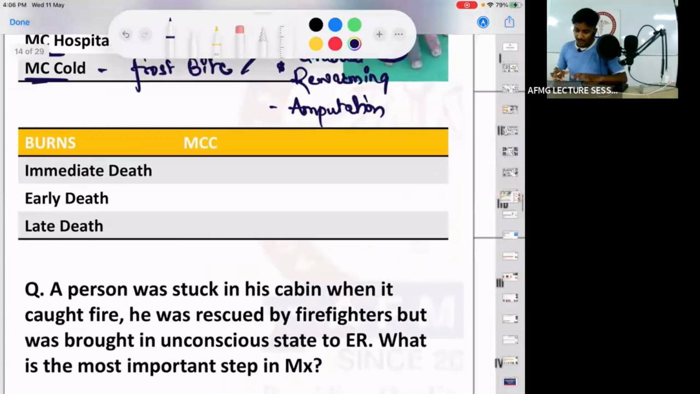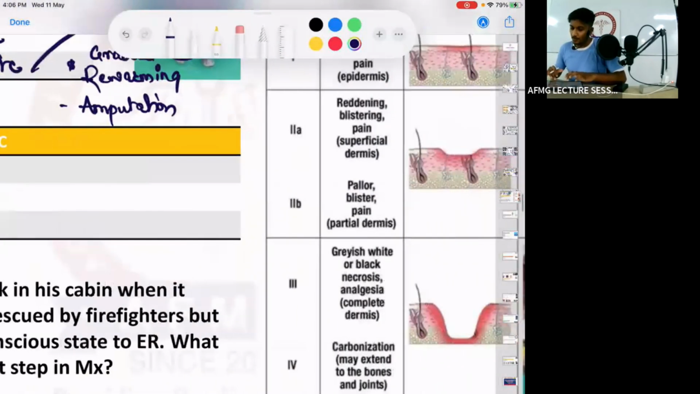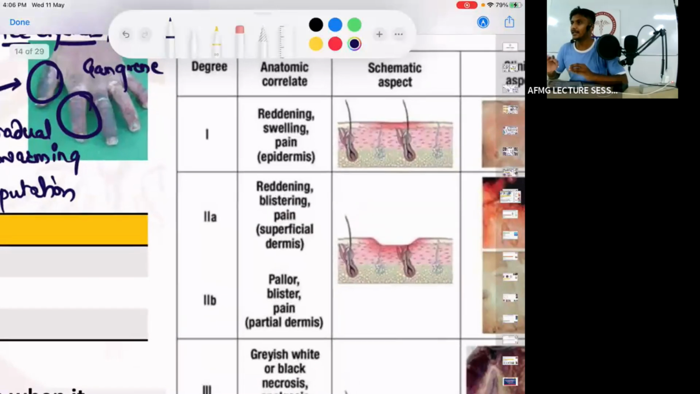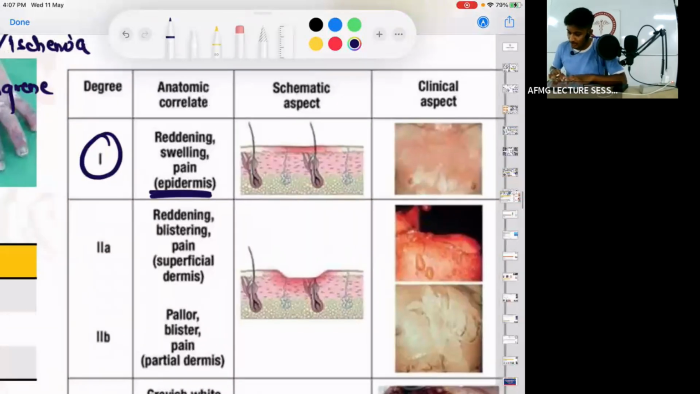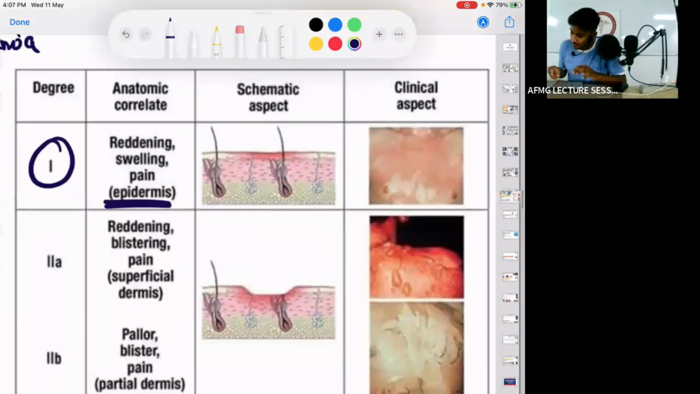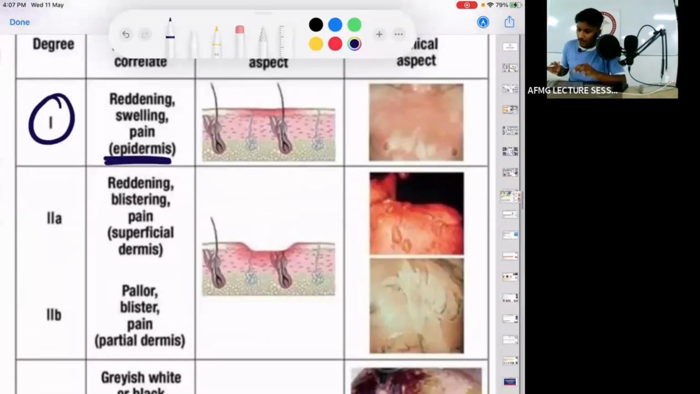Now, let me talk about burns. Burns can be first degree, second degree, third degree, or fourth degree. First degree burns, what is the damage? Epidermis. So there would be redness, swelling, and pain in this patient. This is the first degree burn.